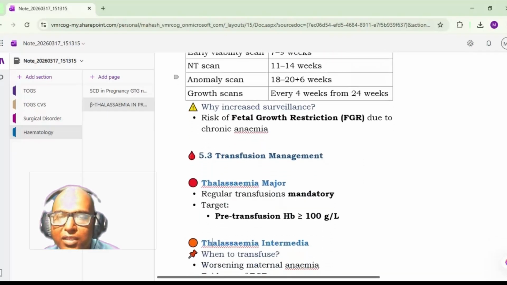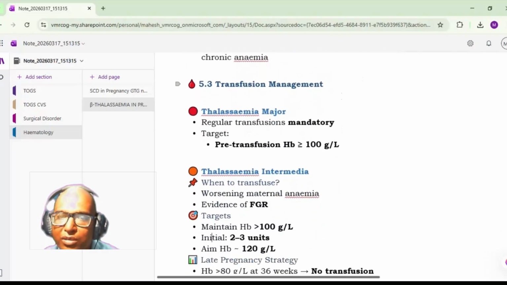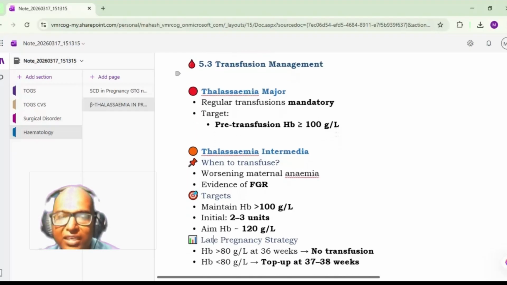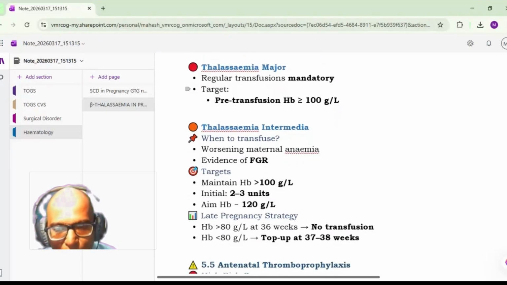Okay. Then coming to the management of the transfusion. So this thalassemia major patient will require regular transfusion. So regular transfusion is mandatory, and target for these patients is hemoglobin should be maintained at least 10 or more. Then patients of thalassemia intermedia, they are not on regular transfusion. So when to transfuse for patients with thalassemia intermedia, if the maternal anemia is worsening or if there is evidence of FGR, their target will be again to maintain the hemoglobin more than 10 gram per deciliter.